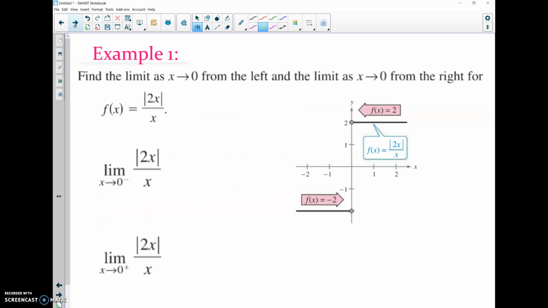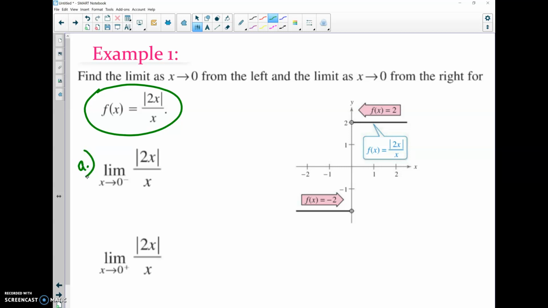Find the limit as x approaches 0 from the left and the limit as x approaches 0 from the right for this following function right here: absolute value of 2x over x. On the right hand side, graphically, that is the graph of f of x, both of those black lines with open circles, because when x equals 0, that makes your denominator equal 0, so your function is undefined there.